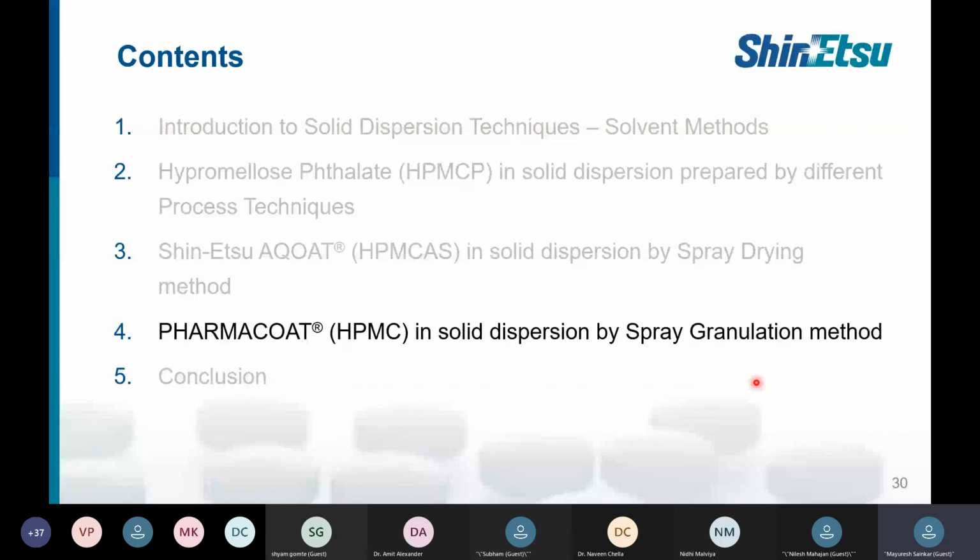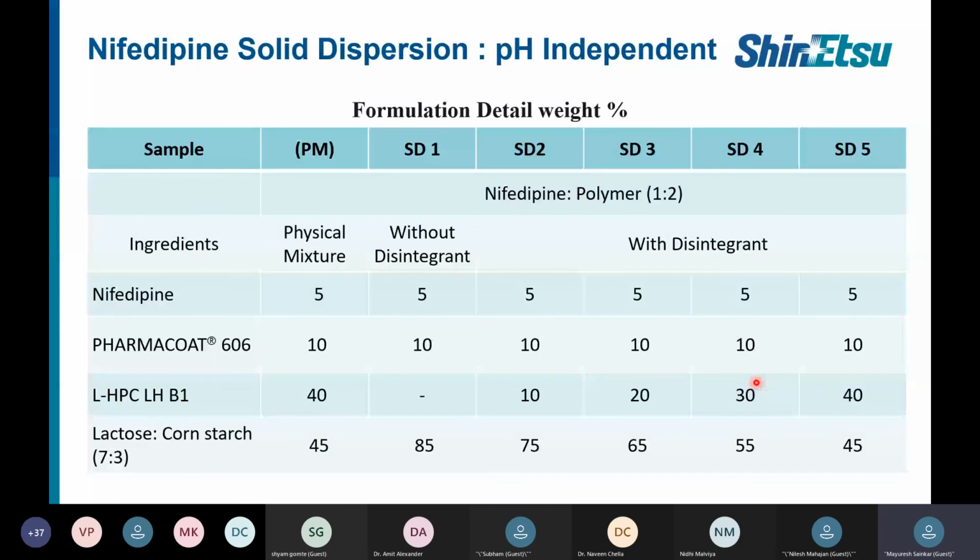Coming quickly to the last part of the presentation, that is solid dispersion using Pharmacoat, which is under the category of pH independent solubility enhancement. A very simple study where we have again taken nifedipine as the model drug, and the polymer used was Pharmacoat 606. The ratio was kept constant, 1:2. The variable factor was the disintegrant, that is LHPC. First we took without disintegrant, and then from SD2 to SD5 we increased the concentration of the disintegrant, that is L-HPC, from 10% to 40%.